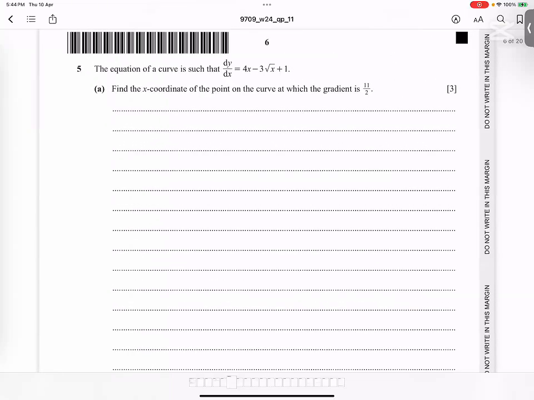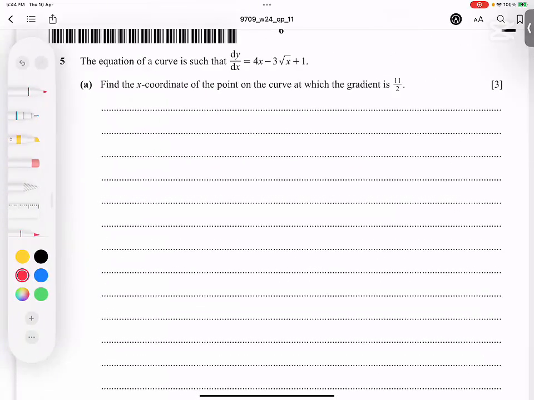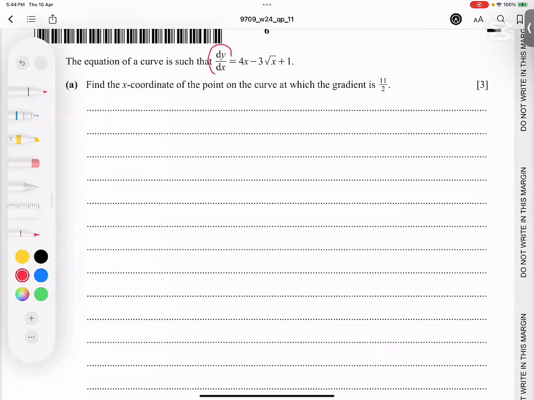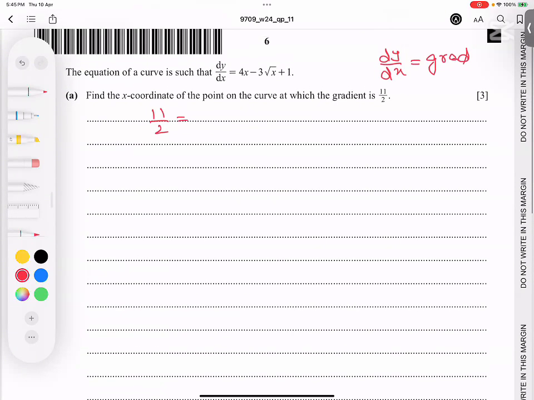Question number 5 we have here. Differentiation is already taken, and we're looking for the x coordinate of the point where the gradient is given. For your knowledge, dy over dx and gradient mean the same. So I will replace 11 over 2 in the place of this, and I get 11 over 2 equals 4x minus 3 root of x plus 1.